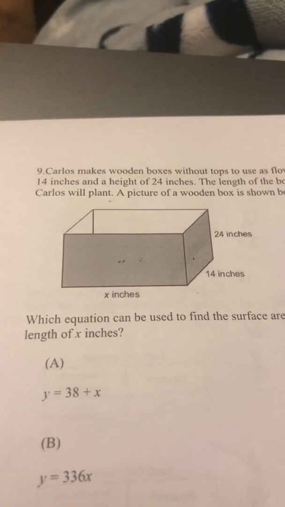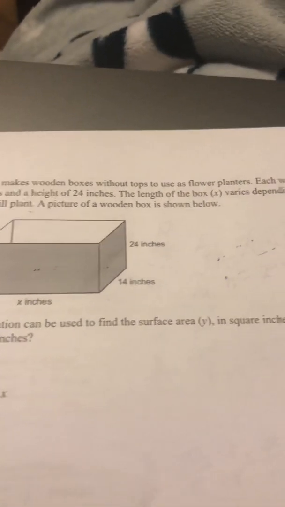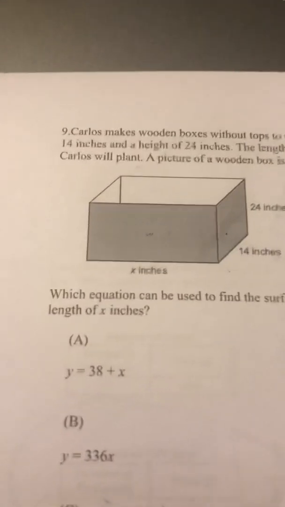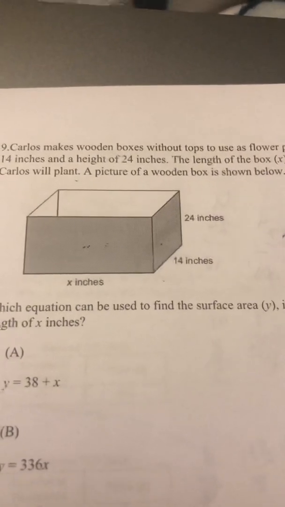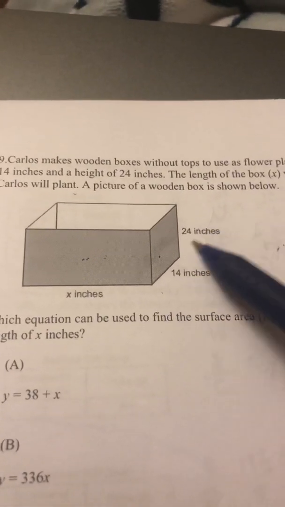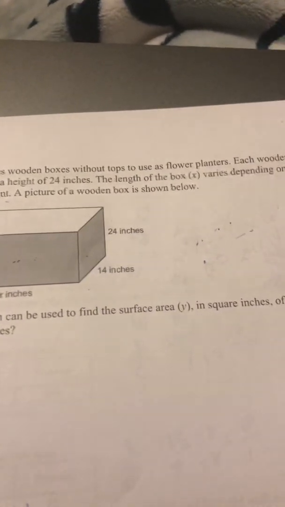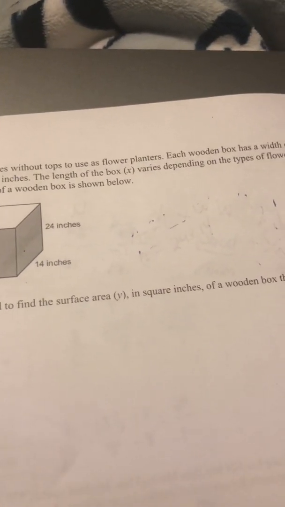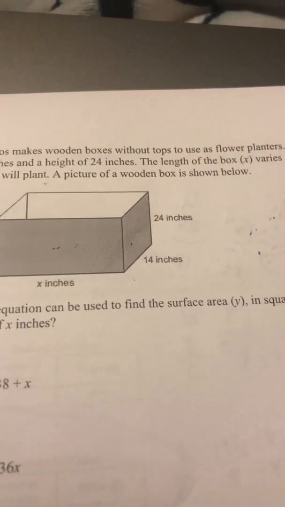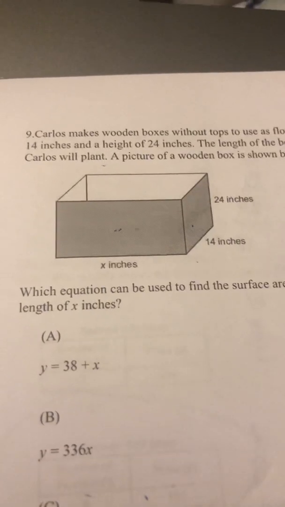Carlos makes wooden boxes without tops to use as flower planters. Each wooden box has a width of 14 inches and a height of 24 inches. Width, height, okay? The length of the box, X, varies depending on the type of flowers Carlos will plant. A picture of the wooden box is shown below.